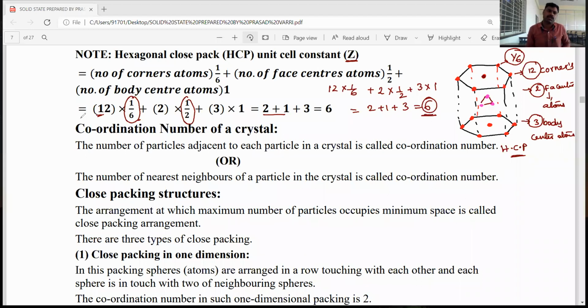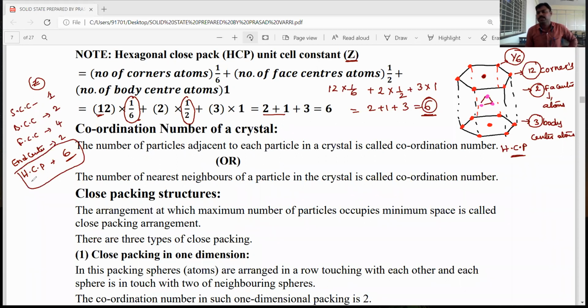We have to remember this, dear students. So for simple cubic, the Z value is 1, and body center BCC Z value is 2, and FCC face center Z value is 4, and end center Z value is 2, and for HCP hexagonal close packing, the unit cell constant Z is equal to 6. So these total 5 we have to remember, dear students. Among them, the HCP value is very, very important. Directly they are asking that value in the objective examination.